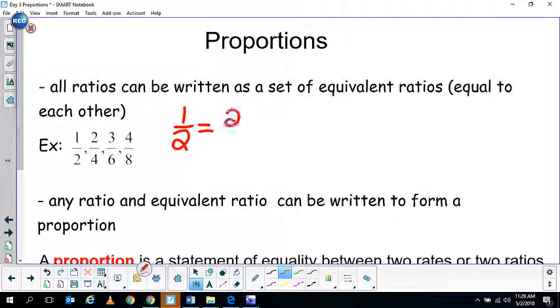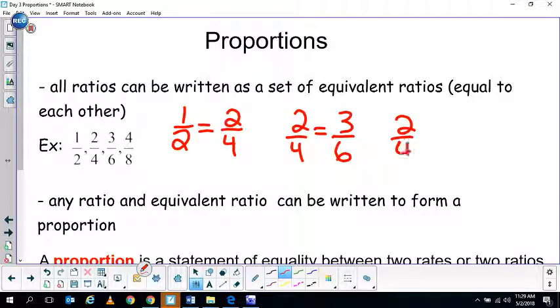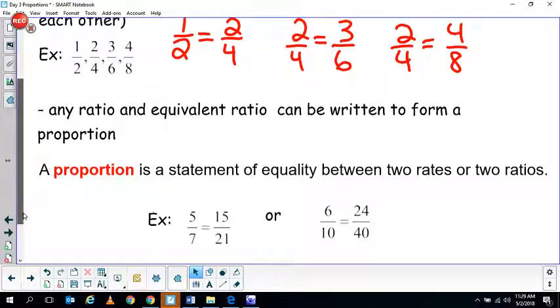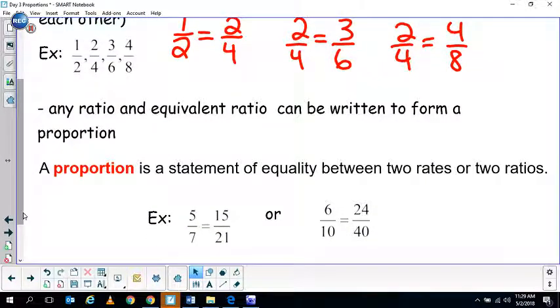1/2 is equal to 2/4. 2/4 is equal to 3/6. 2/4 is equal to 4/8, etc. So we can make a proportion by taking any two equivalent ratios and setting them equal to each other. So any ratio, an equivalent ratio, can be written to form a proportion. And a proportion is a statement of equality between these two rates or two ratios.